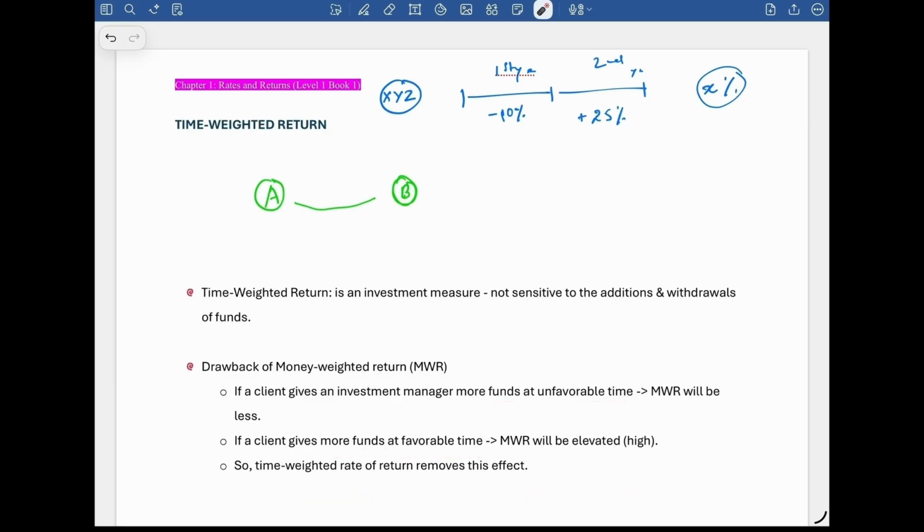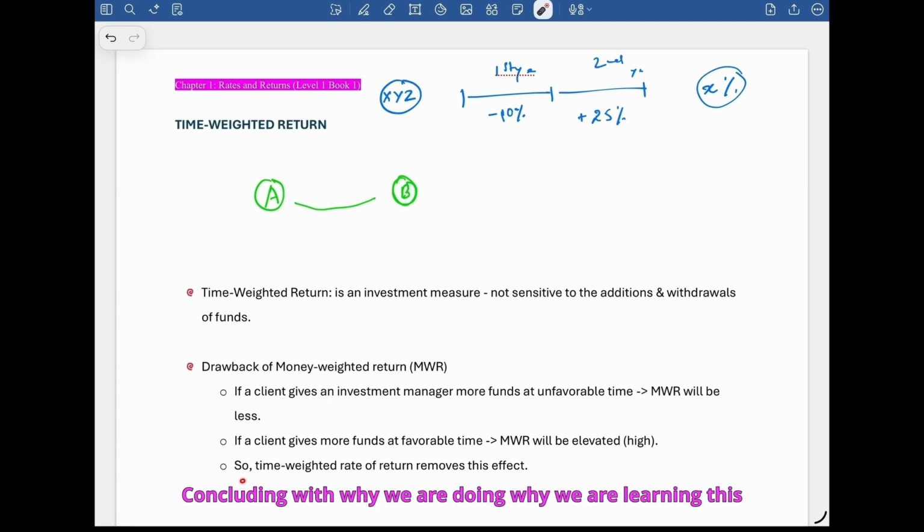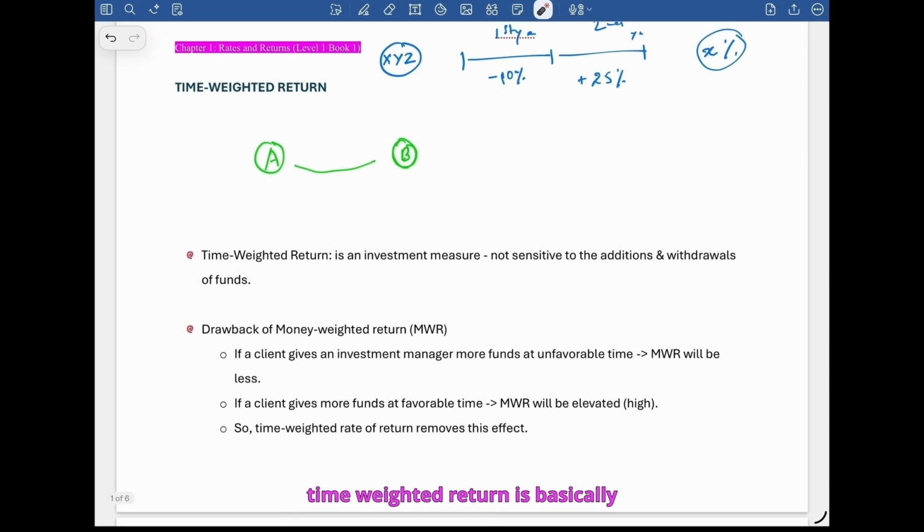So basically, concluding with why we are learning this time weighted rate of return: since it is unaffected by the addition and withdrawal, it removes this effect of higher or lower rate of return depending on whether we have invested at an unfavorable or favorable time. So for both A and B, it does not matter if they have invested at a favorable or unfavorable time. Their money weighted return might be different from each other, but the time weighted return for both of them for this particular investment instrument XYZ will be the same.